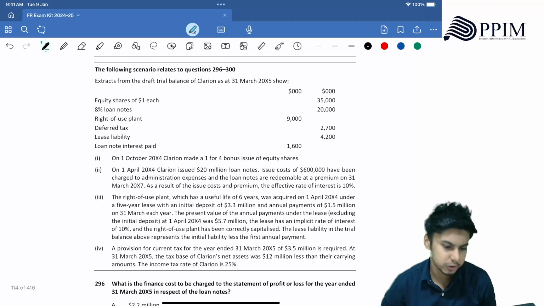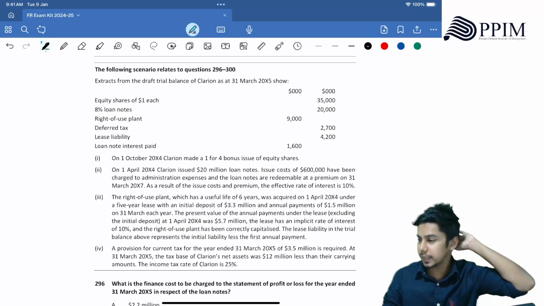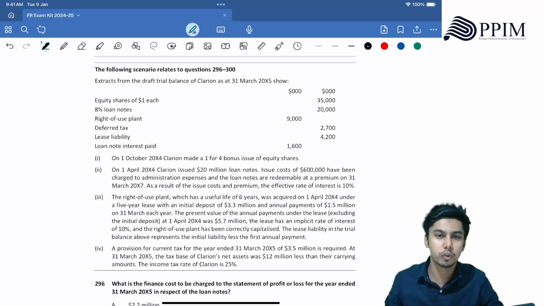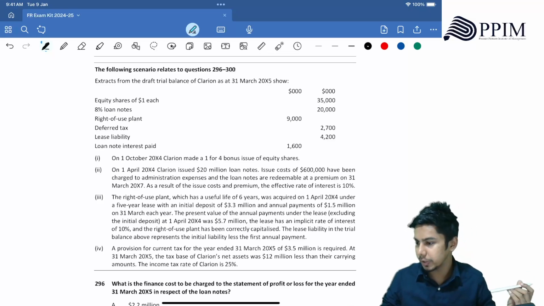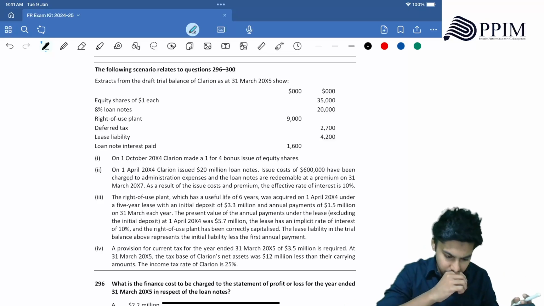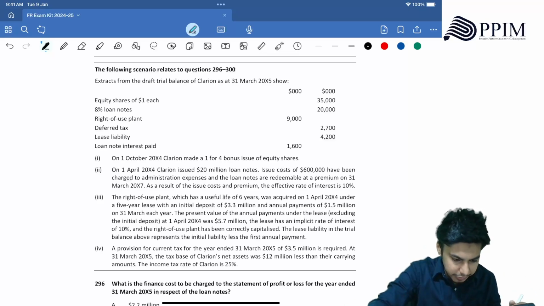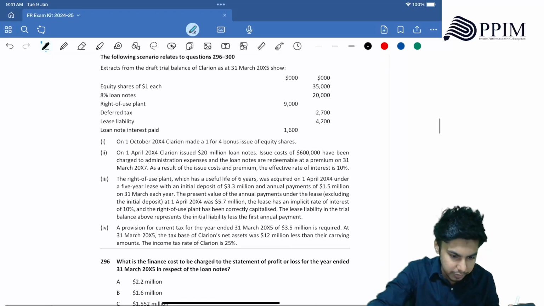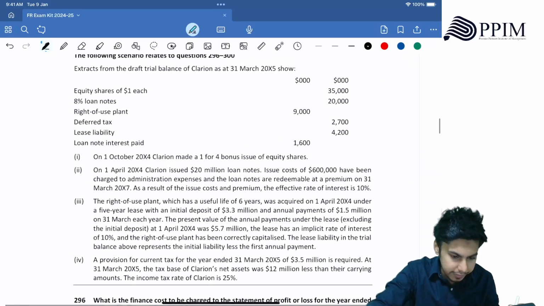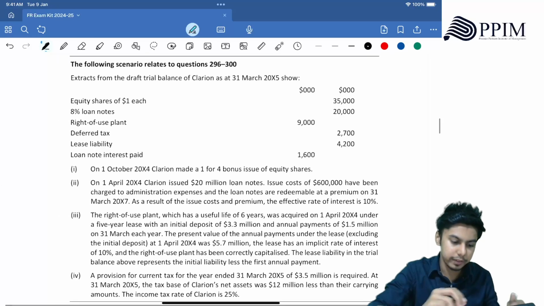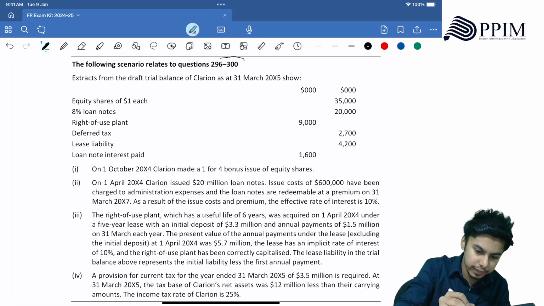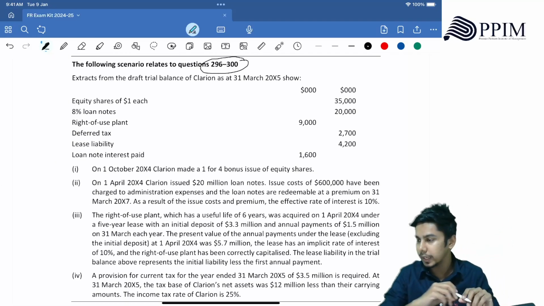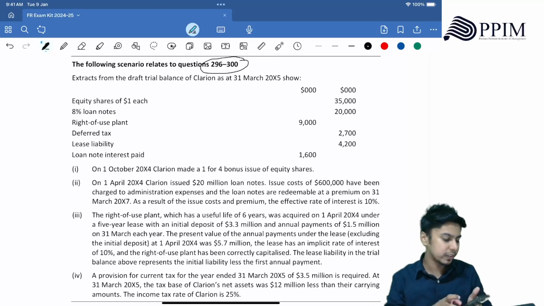We can start this question over here. Can you now, guys? We'll focus a little bit on financial instruments. I'll give you guys around 10 to 15 minutes. Can you work a little bit on this part over here? 296 to 300. Those who don't have the question, I will share the question in the WhatsApp group.